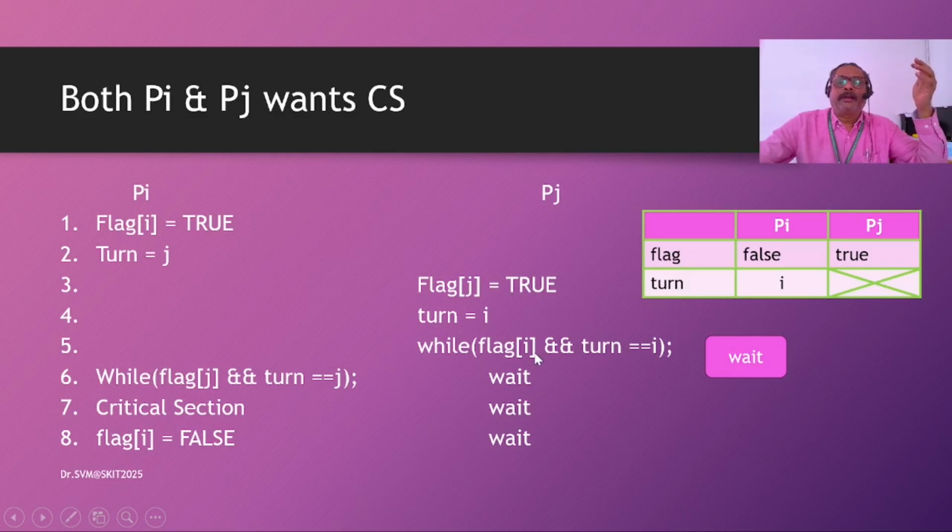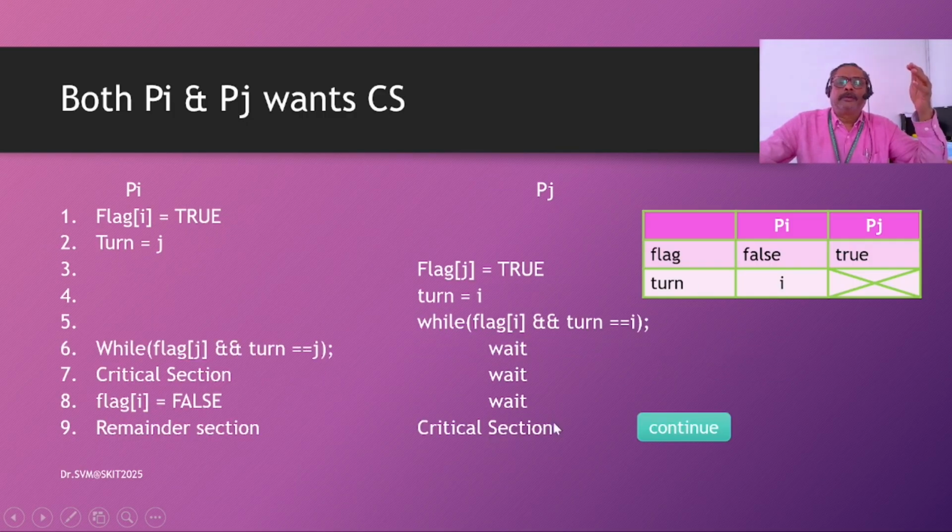it was just looking at flag I and turn equal to I. Yes, turn is still I, but now flag I has become false. Therefore this indefinite while loop ends, because the moment flag I is made false, this condition goes false, and hence the while loop breaks.